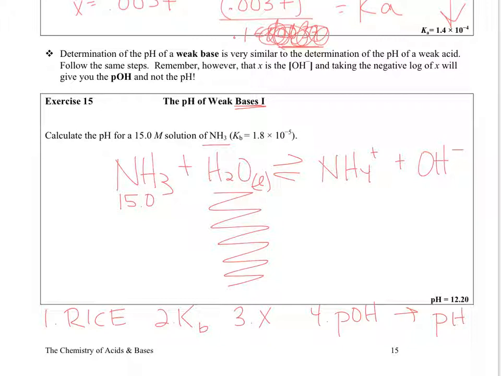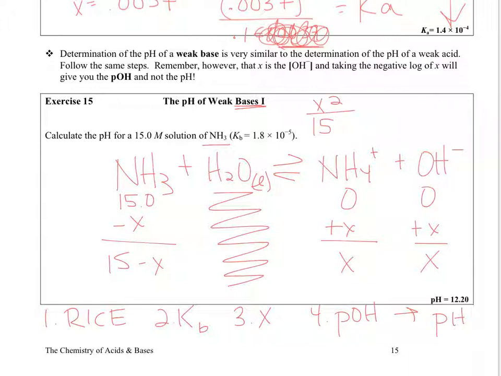15 for my initial, that's a huge value for the initial. 0, 0, minus X, plus X, plus X, 15 minus X, X. Are you noticing a trend here? Every time we have a weak acid or a weak base problem, we always end up with X squared over the initial. We negate that added or subtracted, equals our K value. All right, from here we'll solve for X. Once we get X, we'll take the negative log of it, but that's going to be the pOH. And then from there you can find the pH. Okay, so pause, finish solving that, and make sure you come up with 12.2.